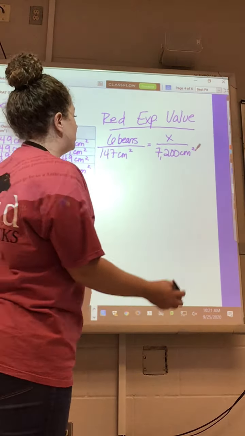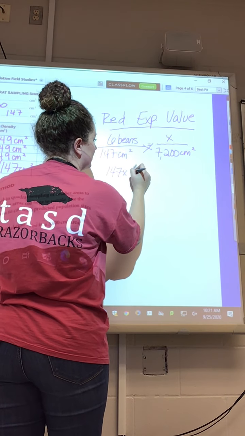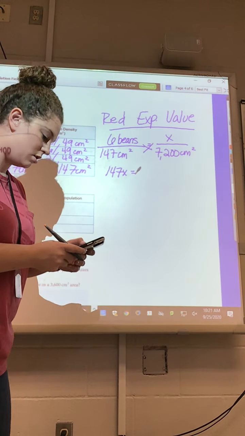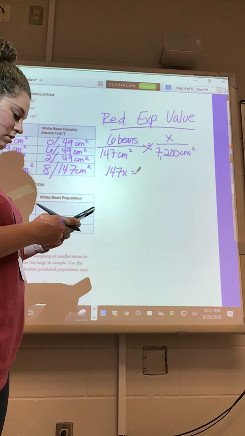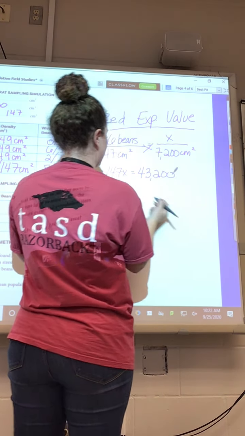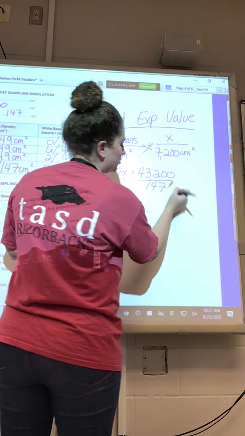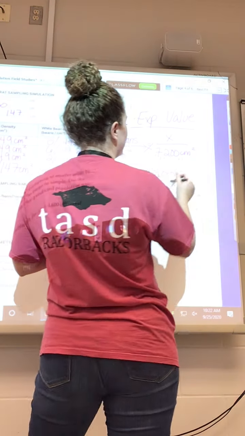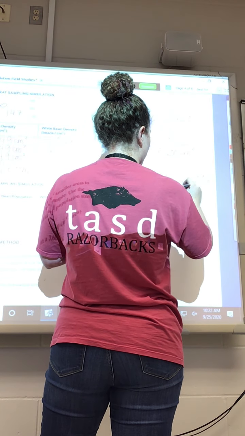And you're just going to do the math. So I multiply, so 147x, set that equal to, I did not do this math, so be patient with me. So 6 times 7,200, 43,200, divide by 147. I'm sure some of you brilliant people can do this in your head, but I am not that person. So that means that I should have 294 red beans.